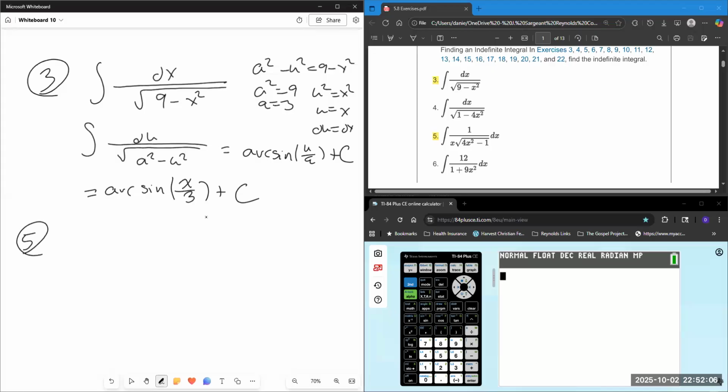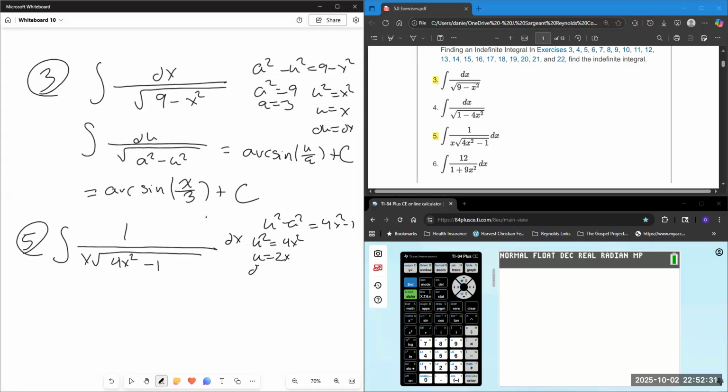Look now at number 5. Integral of 1 dx over x root 4x squared minus 1. So u squared minus a squared is 4x squared minus 1. U squared is 4x squared, making u equal to 2x, and du equal to 2 dx. A squared is equal to 1, a is equal to 1.